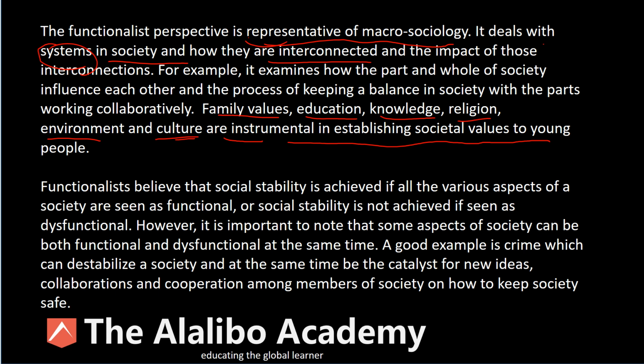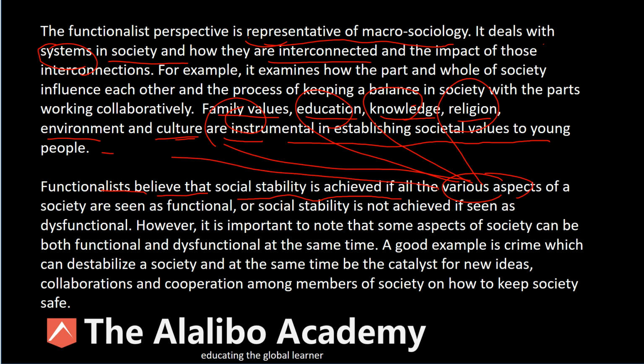And then he goes on to say, as we wrap this up, that the functionalists believe that society stability is achieved if all of these various aspects, as well as culture, are seen as functional, or society stability is not achieved if seen as dysfunctional. That's why this is important. That's why it's important for us to understand this aspect.